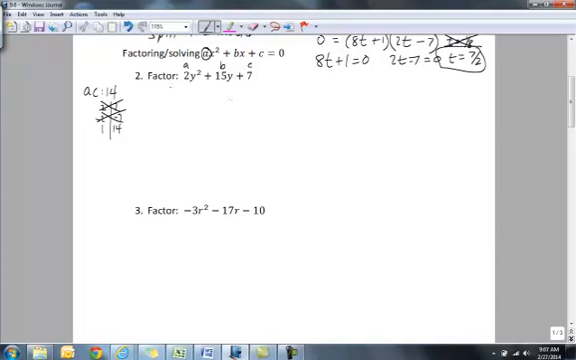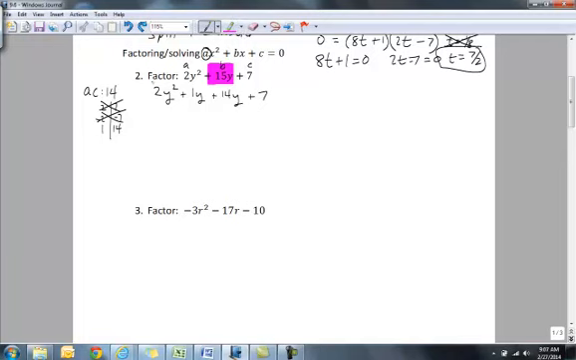So we're now going to split the middle. Here's how it looks. 2y squared plus 1y plus 14y plus 7. Once again, all I've done is I've taken this middle term, the 15y, and I've split it into 2 parts that work. It's a very strategic, very intelligent splitting of that middle.